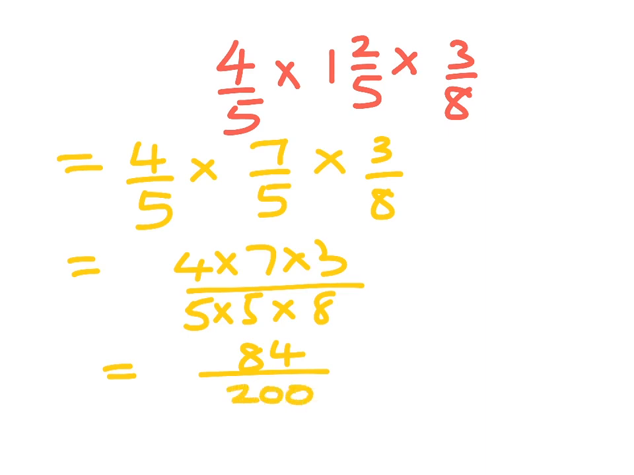Now we can't leave our fraction like this because it's obvious that we can reduce it further. So if we divide this by 4, this is going to give us 21. If you divide this by 4, it's going to give us 50. So this is going to be our answer, 21 over 50.